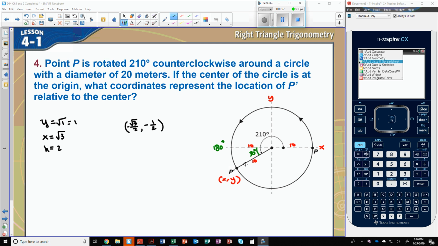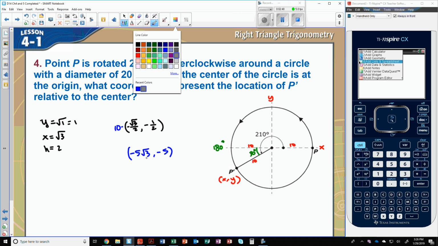But since these are 10 units long, what I would do is multiply each of these by 10. So 10 is just going to simplify with 2's, and so it's going to become negative 5 square root of 3, comma, negative 5. Now how did I get 5? Because 2 divides into 10 5 times. So this would be my value listed here.